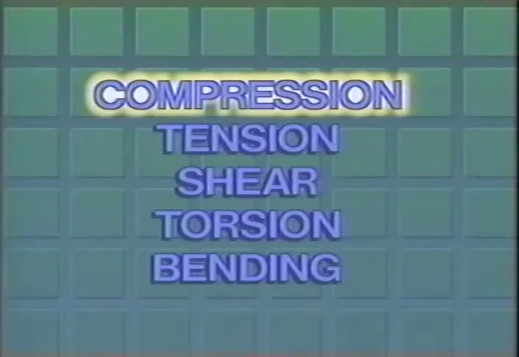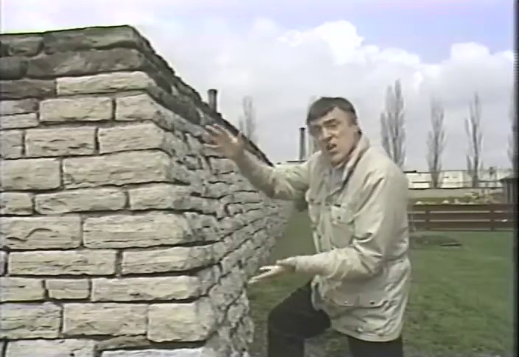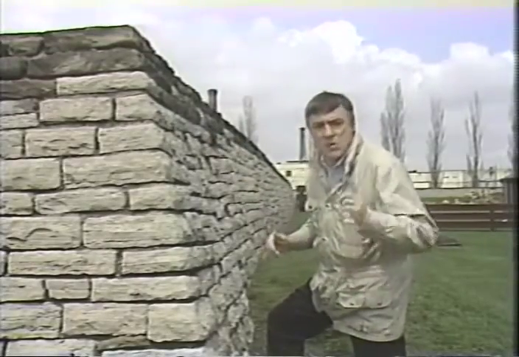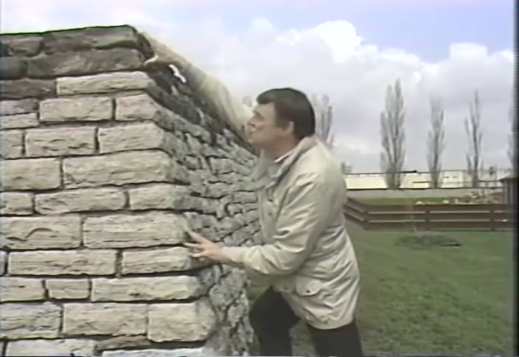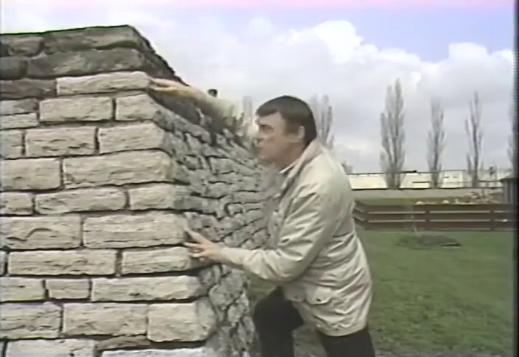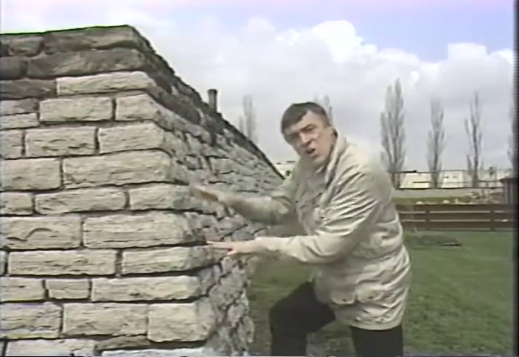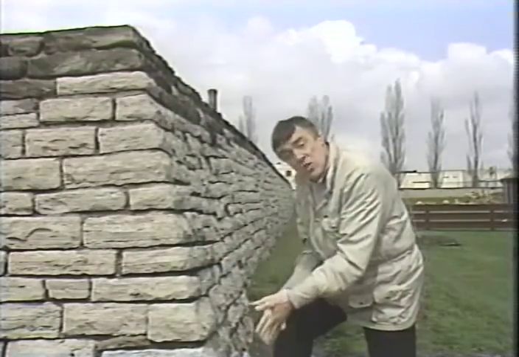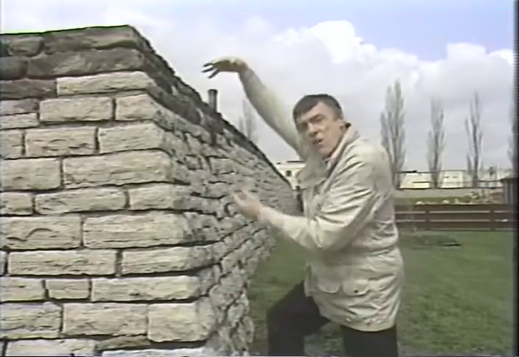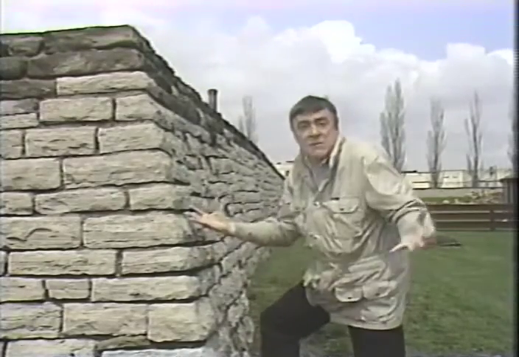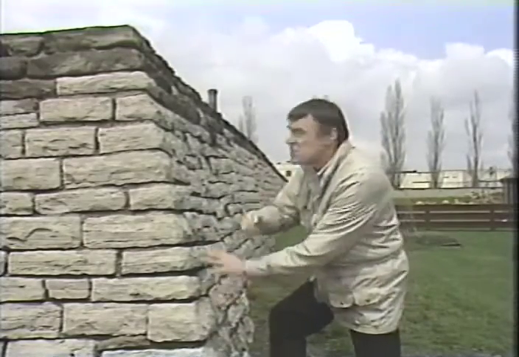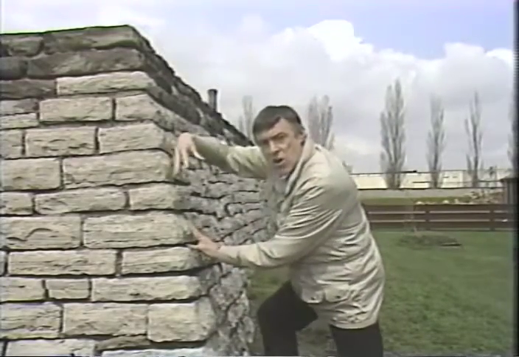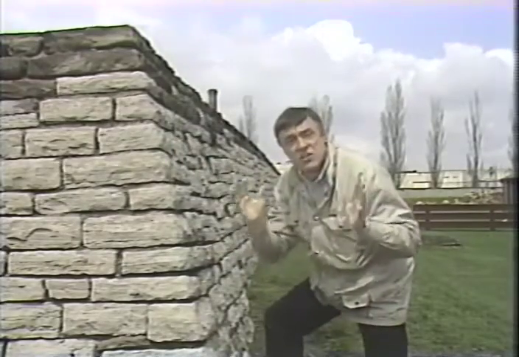Compression is the tendency to condense material, to squash it. This stone wall illustrates the point perfectly. Look, the top stone is pushing on the one below. These two are pushing down on the third one down, those three onto the fourth, and so on down the wall. So the stones at the bottom of the wall are taking the weight of all the ones above. The same thing happens to columns, of course, as well as walls. But the key point is this. Each stone is pushing on the ones below. Now that's compression.